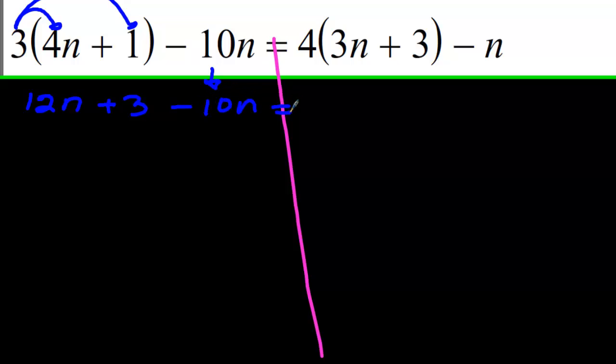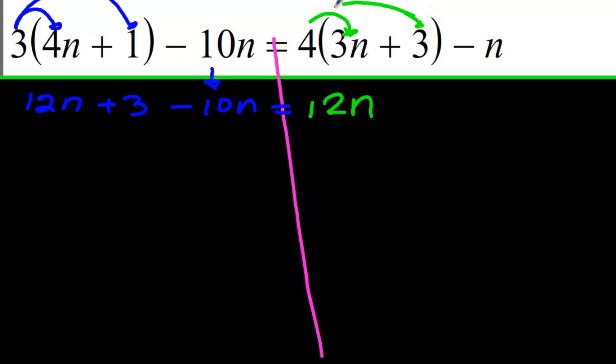Okay, on the other side of the equation we have 4 times 3, which is also 12n. 4 times 3 is positive 12 minus the 1 within, okay? So there's no value, you get 1.